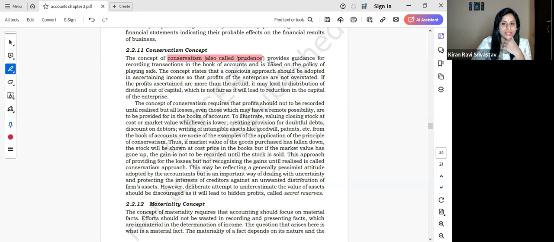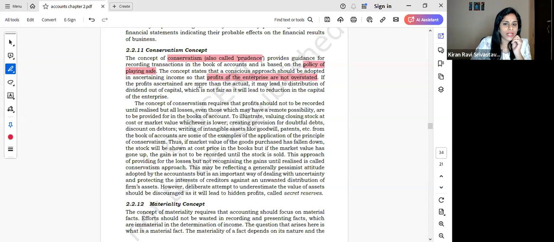It is also called prudence, and it provides guidance for recording transactions in the books of accounts on the basis of the policy of playing safe. The concept states that a cautious approach should be adopted in ascertaining income so that the profits of the enterprises are not overstated. Because in accounting, we do a lot of future anticipations. So it says that we should not anticipate profits. We should play safe. It does not mean that we should anticipate loss. It says anticipate, but within a safe limit.